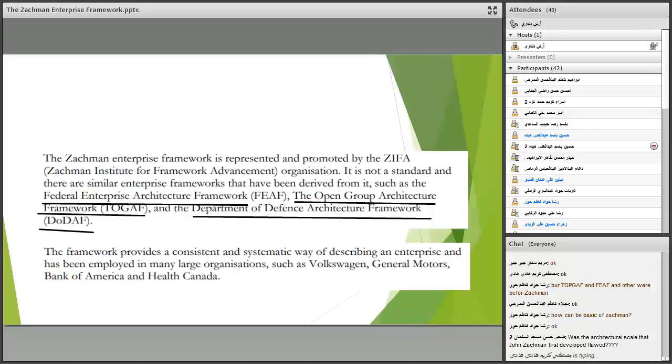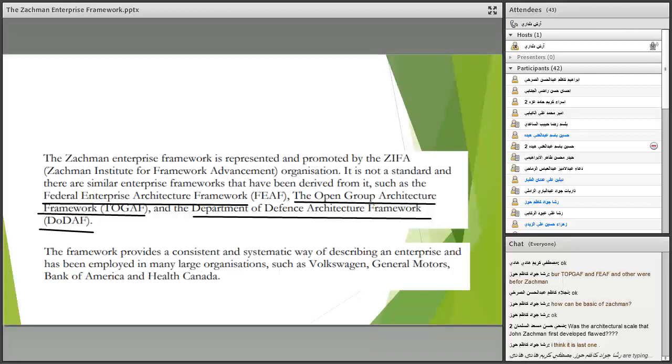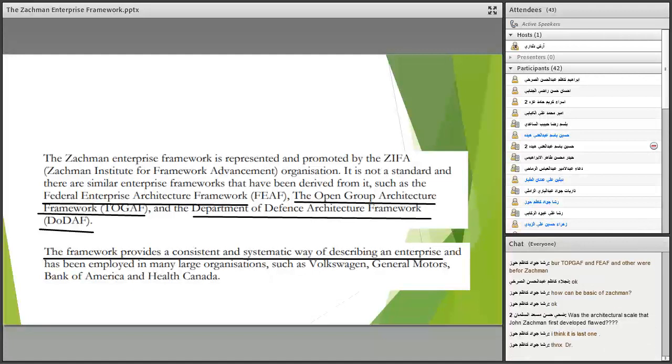So the Zachman framework provides a consistent and systematic way of describing an enterprise. This framework provides a very good way of describing an enterprise. You can use this framework to describe your enterprise very clearly and very explicitly, to present a very explicit representation of the enterprise.